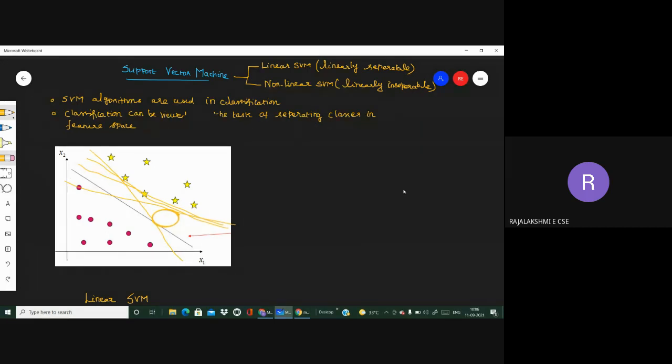For example, if a new value is coming, say it's a star, and suppose I initially draw a line in this place, I know that it is not a correct line. Now this new star is coming, and depending upon x1 and x2, the value may lie below the line, which classifies this particular object incorrectly.